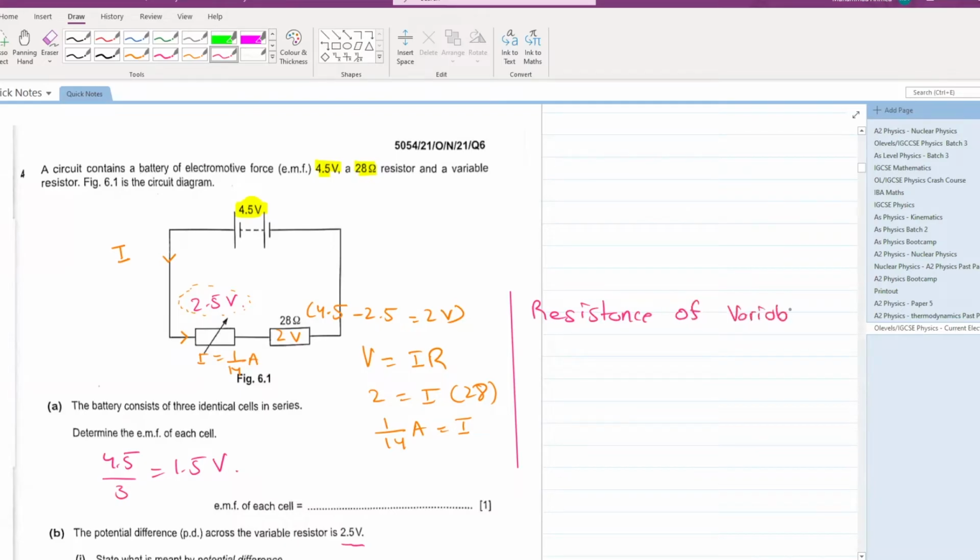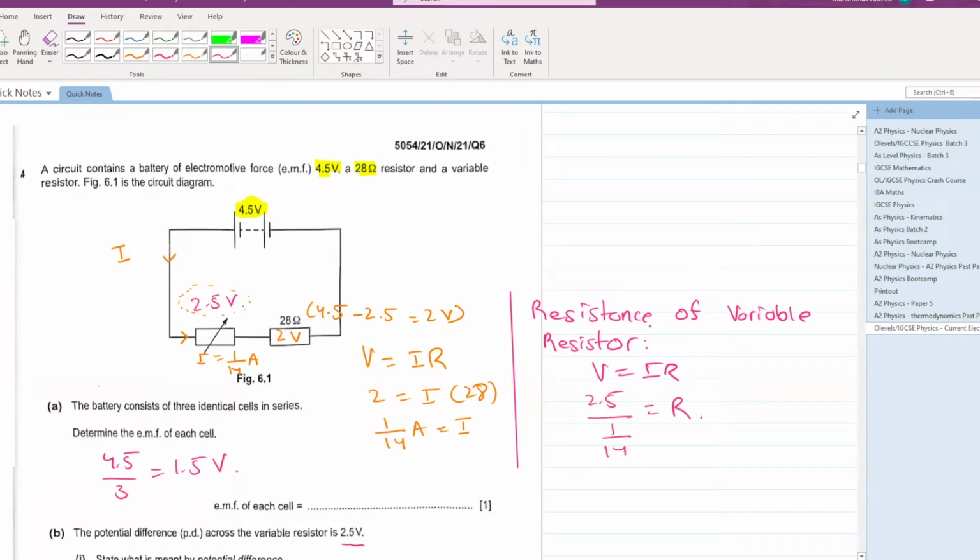Resistance of variable resistor comes out to be what? V is equal to IR. What is your current? 1 over 14. You don't know the resistance, so you have to calculate the resistance. The voltage across this is 2.5. The current is 1 over 14. Can you calculate the resistance?